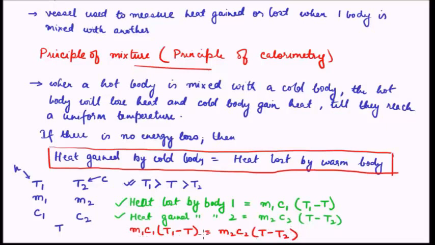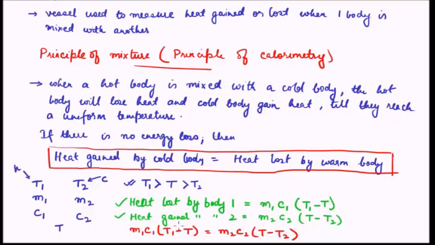Now, in this relation which we got by using the principle of calorimetry, we know the masses M1, M2, we know the specific heat capacities C1, C2, we know the initial temperatures T1 and T2. The only unknown is the final uniform temperature of the mixture, that is T. Since we have one equation and one unknown, we can do some algebraic manipulations and find out T, which is the final temperature. So that is how the principle of calorimetry will help us calculate the final temperature of a mixture of two things. We will see how this is applied with values in the numericals, which we will discuss just after this discussion.